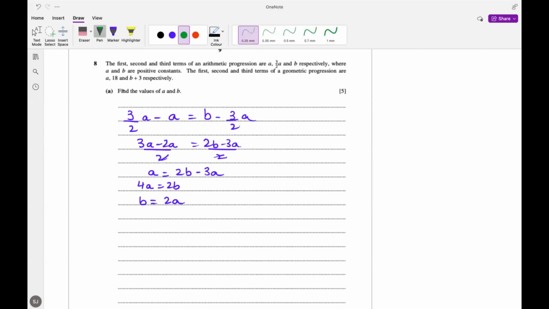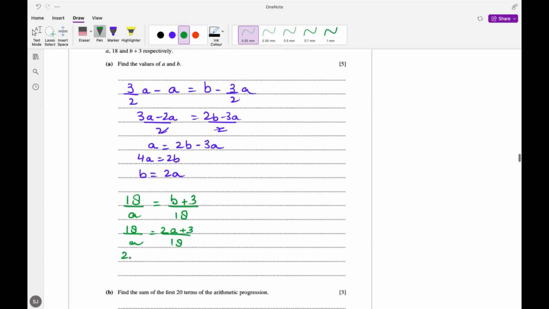For a GP, two consecutive terms have a common ratio. So if I divide the second term by the first term, the second term is 18 and the first term is a, it will be equal to dividing the third term, b plus 3, by the second term. Now we already know that b can be written as 2a. So we can write this equation as 18 upon a equals 2a plus 3 upon 18. Cross multiplying, we'll get 2a squared plus 3a equals 324. We can make a quadratic equation to write it as 2a squared plus 3a minus 324 equals 0.